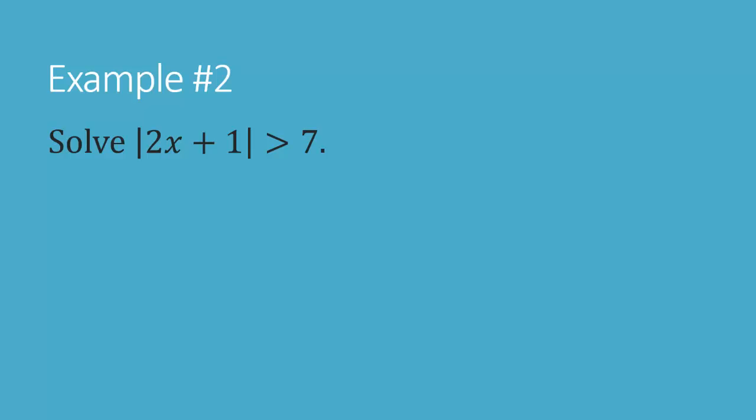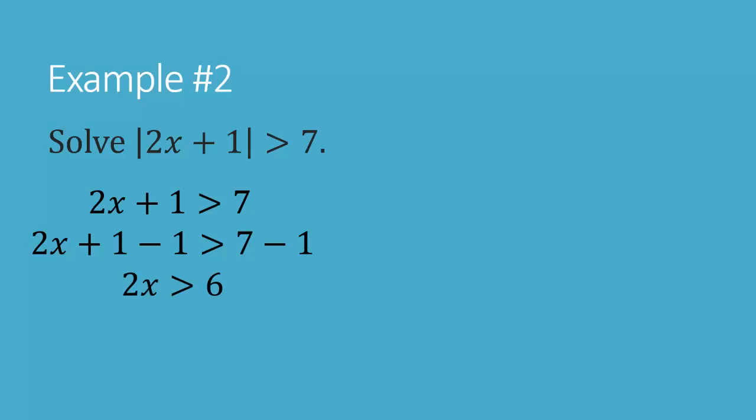Now let's look at the same thing, only this time we're going to go with greater than 7. Well, we still set it up the exact same way, only instead of an equal sign, we still keep the greater than. And it just follows almost exactly the same way. In fact, if you look at the previous slide, the only thing that changed is these are no longer equal signs, these are greater than signs.